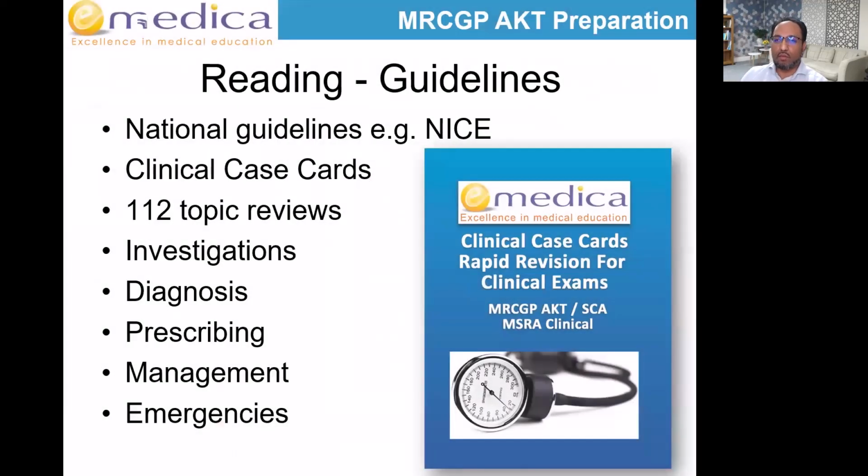If you want to read a specific guideline, you want to use national guidelines, like NICE, that's the source that they will use for a lot of questions.